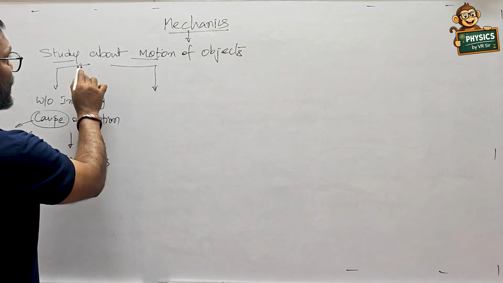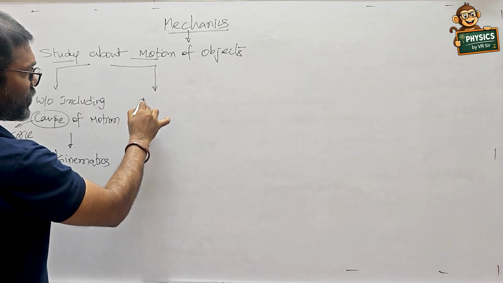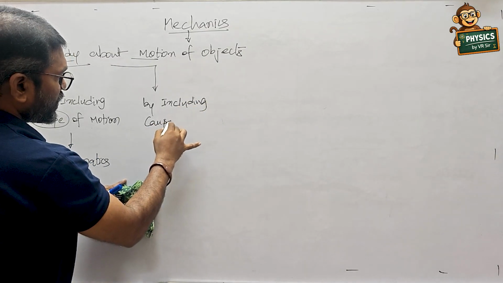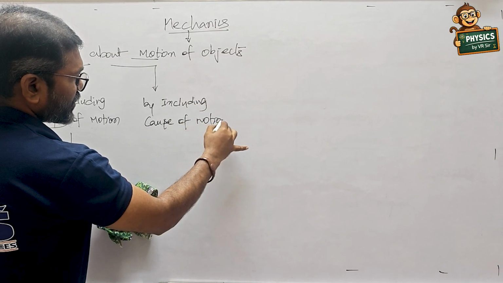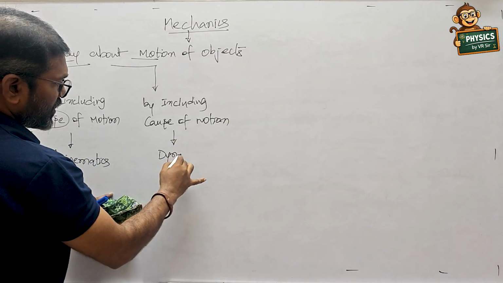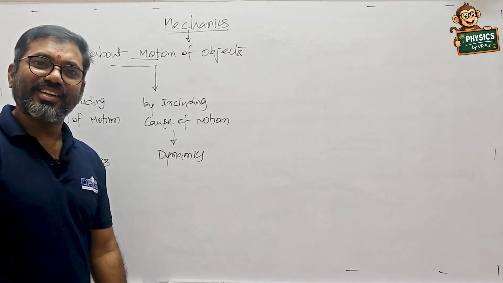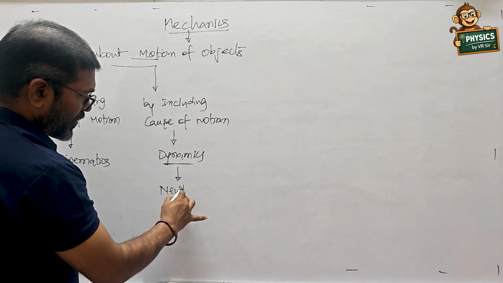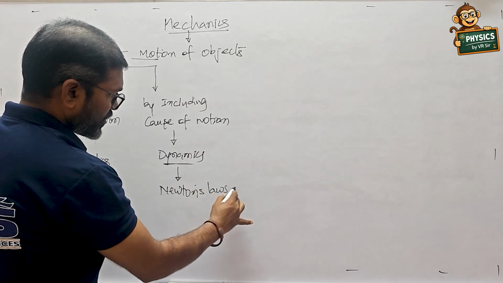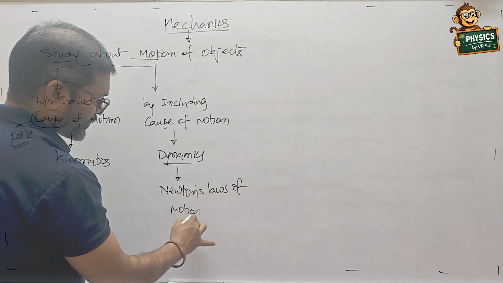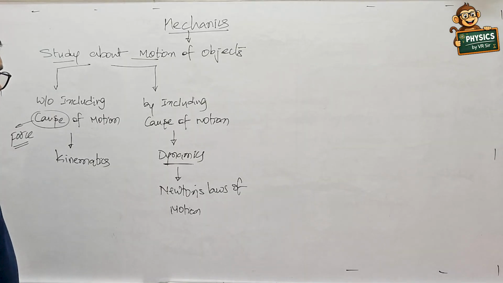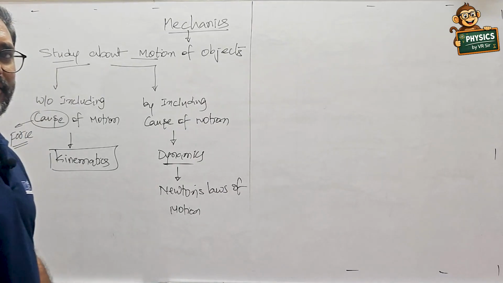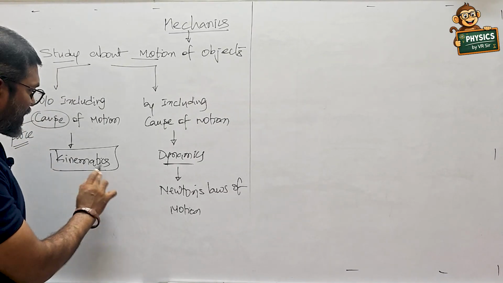Now in the second category, if we study the motion of the objects by including the cause of motion, this study is called dynamics. It's called dynamics, and this dynamics is also called Newton's laws of motion. So today, as I told you already, we're going to discuss a small topic, a subtopic in kinematics.